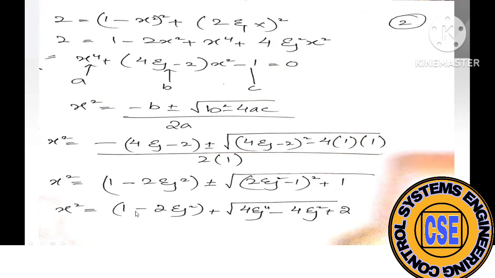Here we have the plus or minus sign, but in this case I take the positive sign. So x squared equals 1 minus 2 zeta squared plus radical of 4 zeta to the 4 minus 4 zeta squared plus 2. Now our x becomes radical of 1 minus 2 zeta squared plus radical of 4 zeta to the 4 minus 4 zeta squared plus 2.